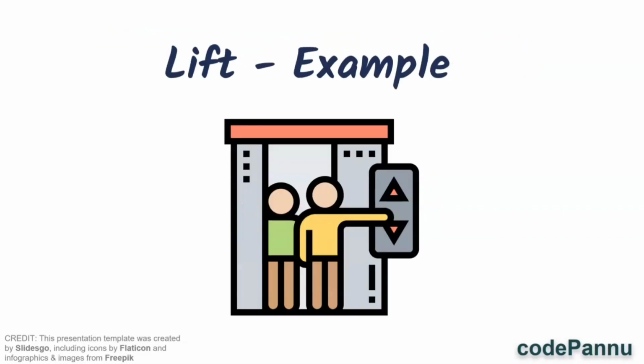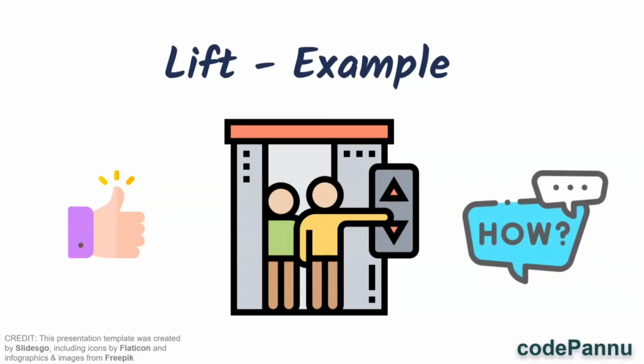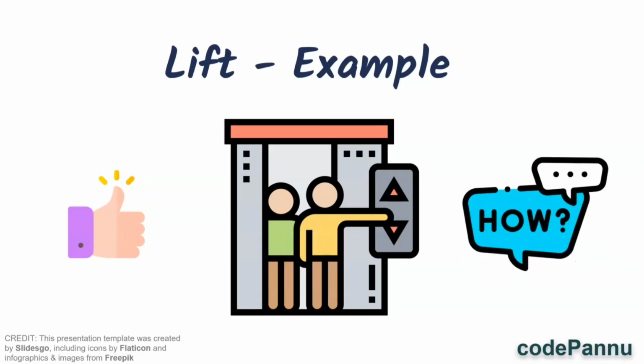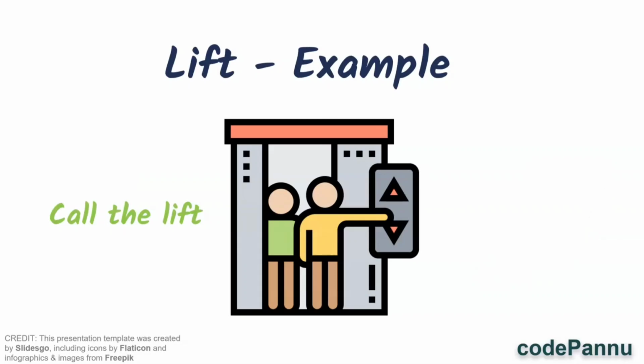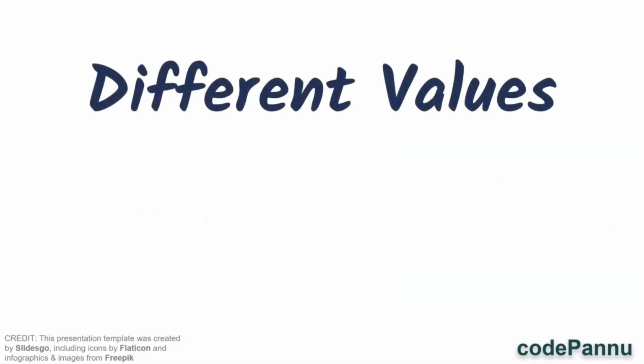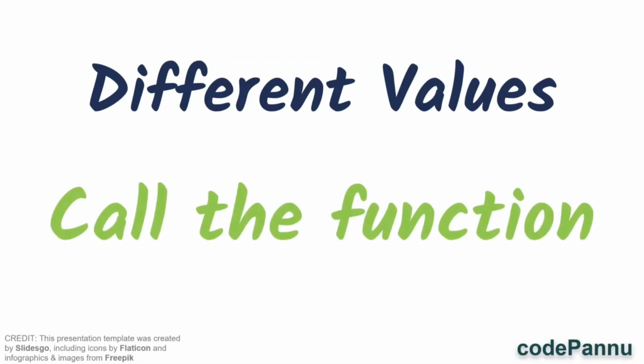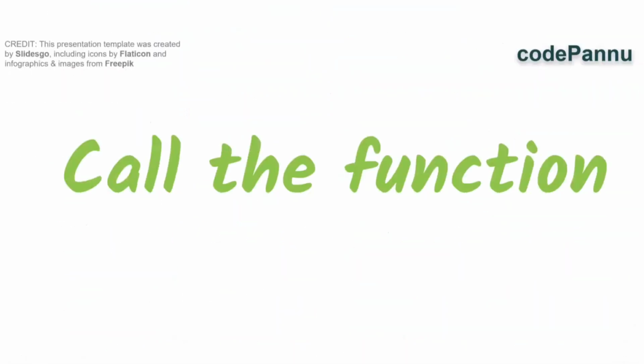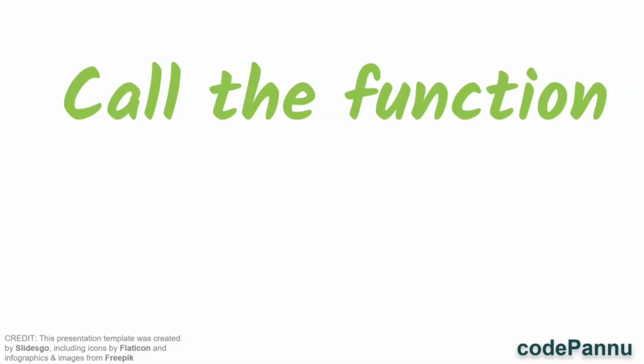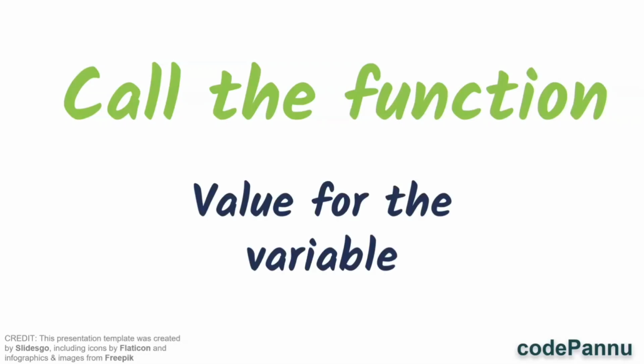To make it easy for you, let us again compare this with our lift example. In the lift example, how did we tell the lift that we want to go to different floors? When we call the lift, we press the button for different floor numbers. Correct. So just like pressing different floor numbers, here we can give different values when we call the function. Okay, let me repeat. When we call the function, we should give the value for the variable just like how we give floor numbers when calling the lift. Shall we give different values to A and see what happens?